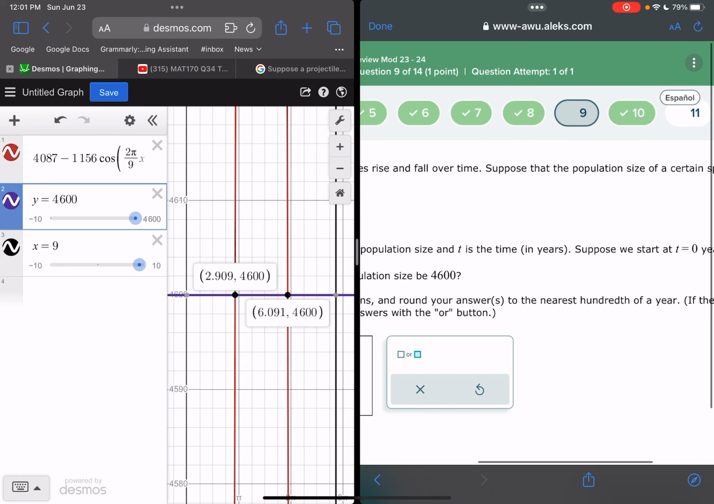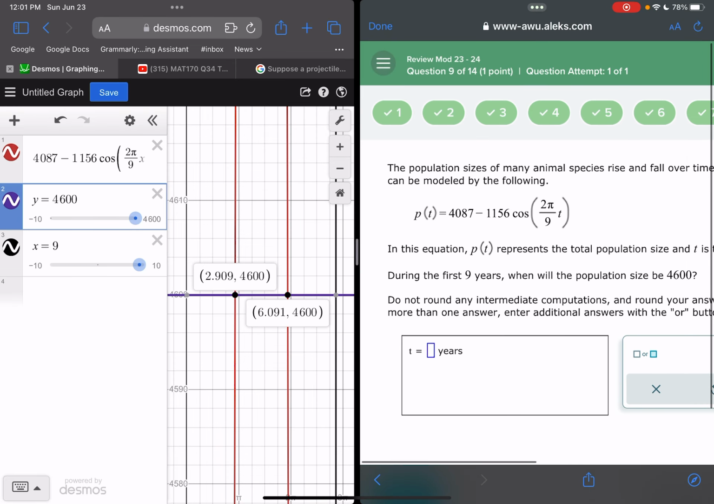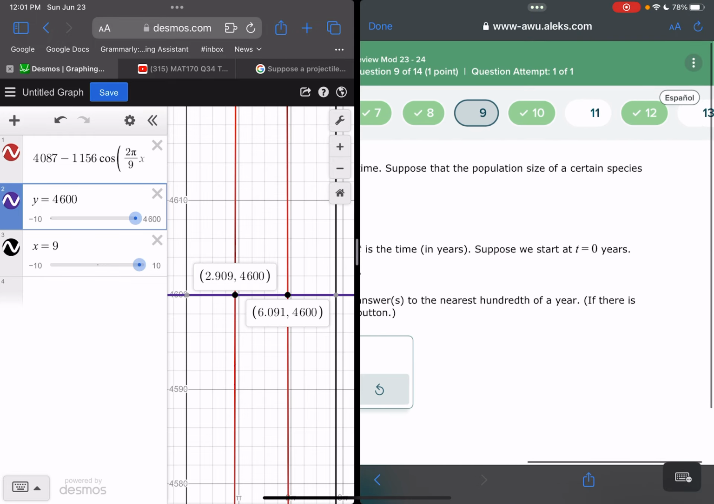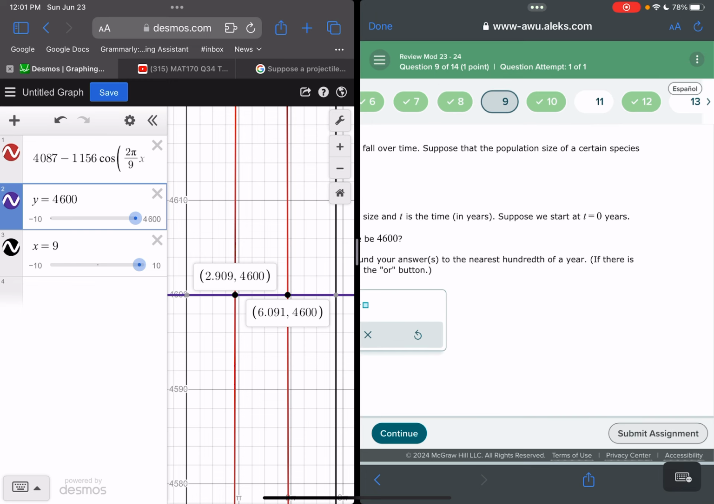So the first time, let's see where it wants us to round. Nearest hundredth of a year. So 2 decimal places. So it will be 2.91 and 6.09, I think. Yeah. Okay.